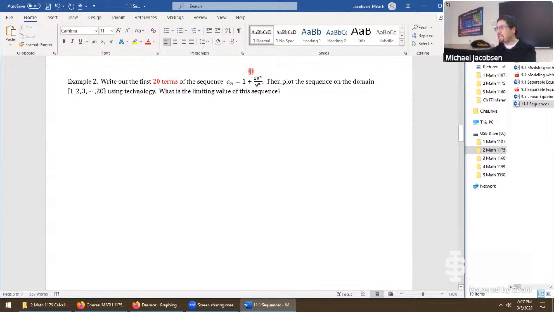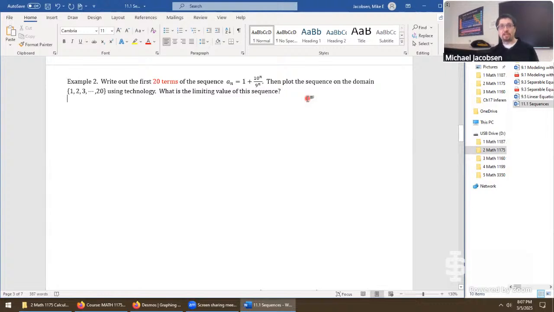So we have a_n being 1 plus 10n divided by 9 to the power of n. We want to plot the sequence on the domain using technology. I can't ask this question as a real homework question. Think of this as more of just a classroom demonstration. And then we'll come up with the limiting value of the sequence.